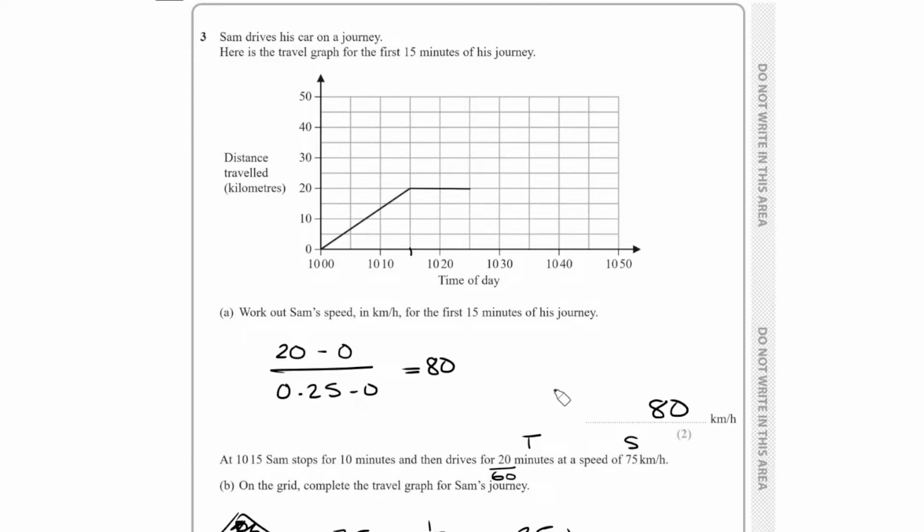And then we said 25 kilometers, so it's going to go from 20 up to 45, but that took 20 minutes. So across, that's 5 minutes, 10, 15, 20 minutes, so here effectively. And you just do that as a straight line as well. So it should look something like that. It should be touching here, 10:45, and then 45 kilometers. Okay.